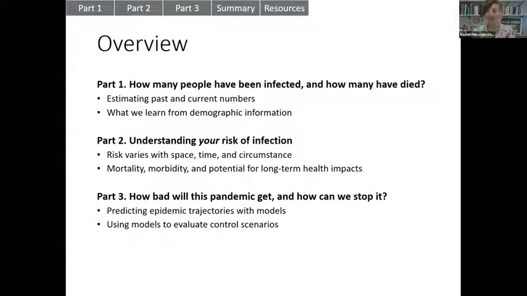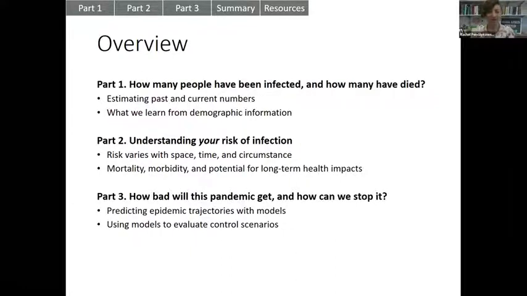So I'm going to tell you about the numbers of COVID-19 in 3 parts. Part 1 focuses on how many people have been infected, how many have died. So how do you estimate past and current numbers of infections and deaths? And also, what can we learn from the demographic information about who has been infected and who has died? In the second part, we'll talk about understanding your own risk of infection and how that varies with space, time, and the circumstance in which you find yourself, or which you are thinking about finding yourself.